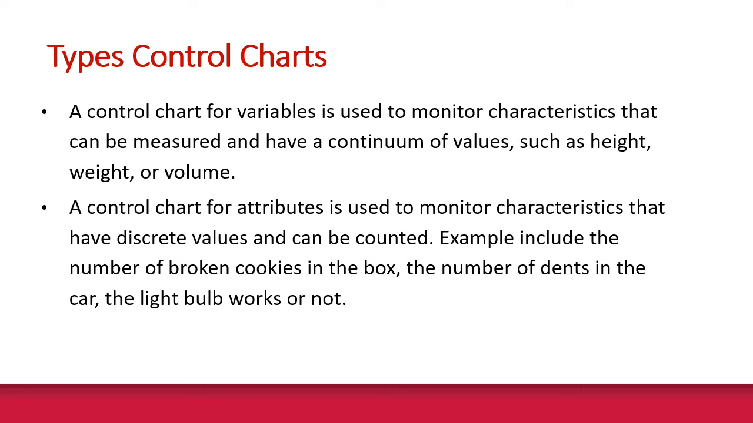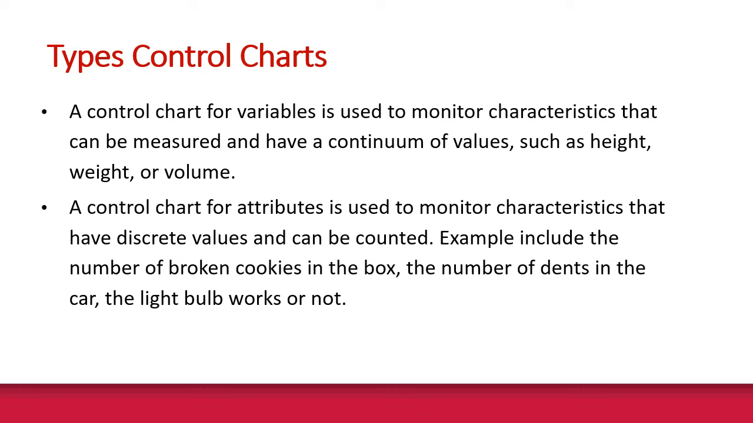A control chart for variables is used to monitor characteristics that can be measured and have a continuum of values, which means they're not discrete. They have a decimal point, for example. One way I like to think about it is that a variables control chart measures things that have units. For example, a length is so many meters or so many inches. A weight is so many pounds or so many kilograms, etc.